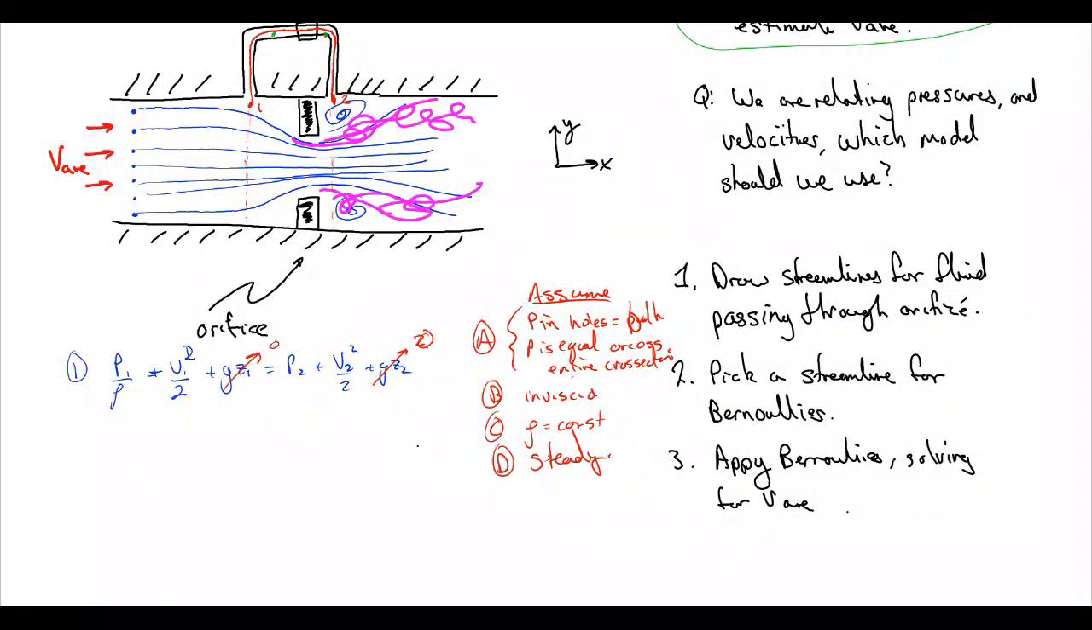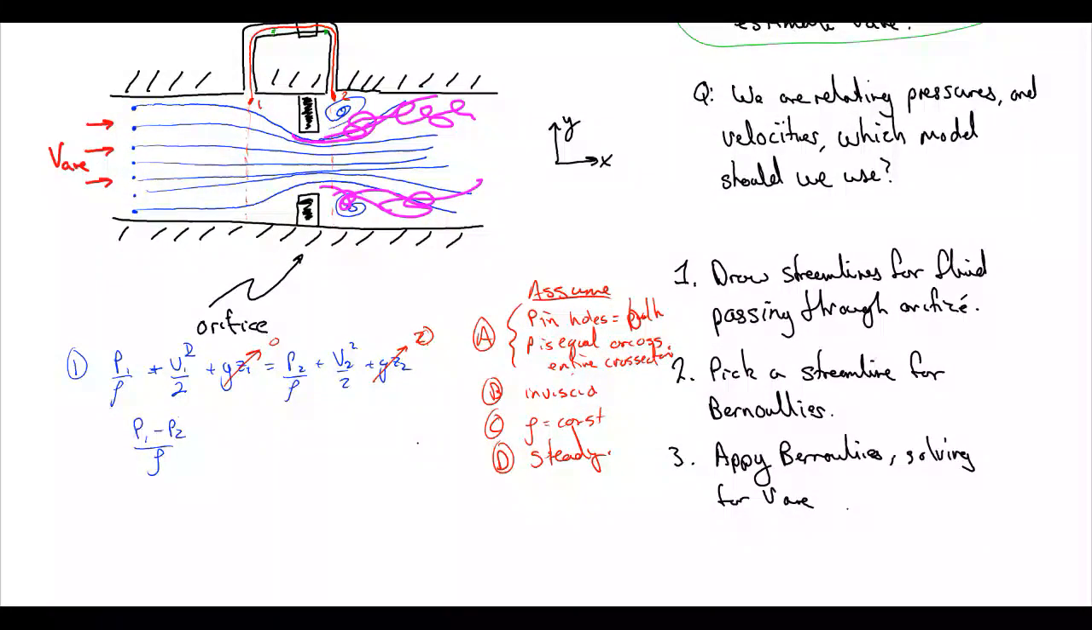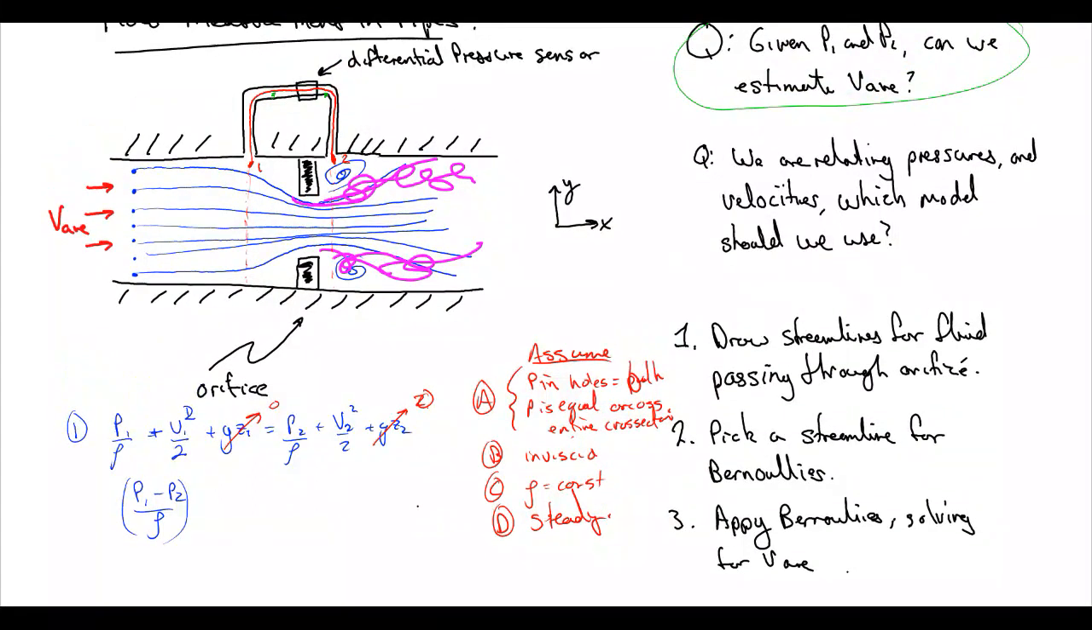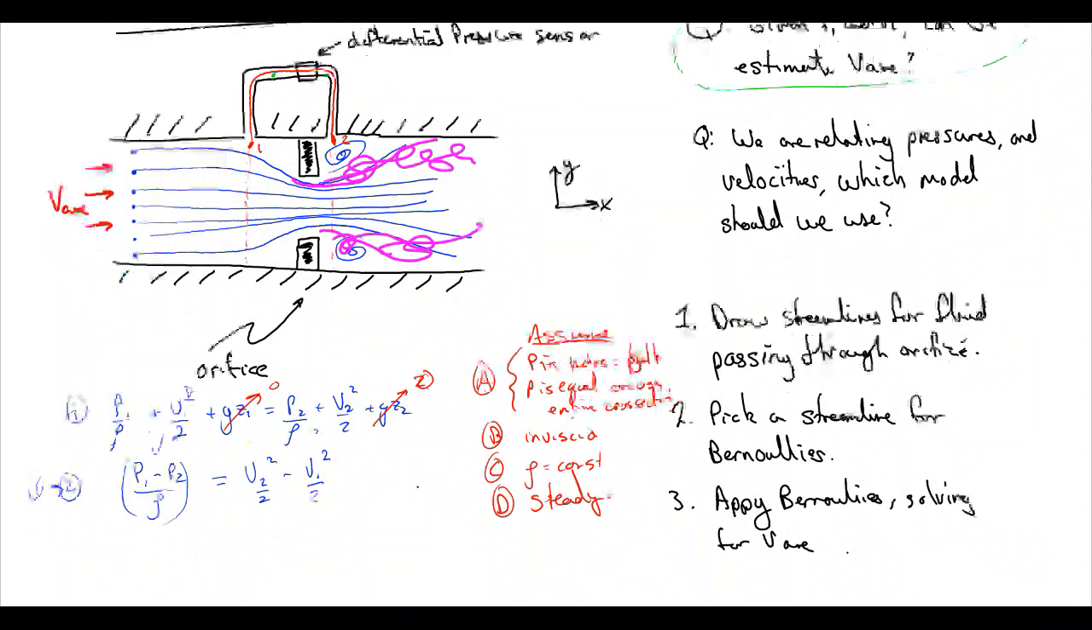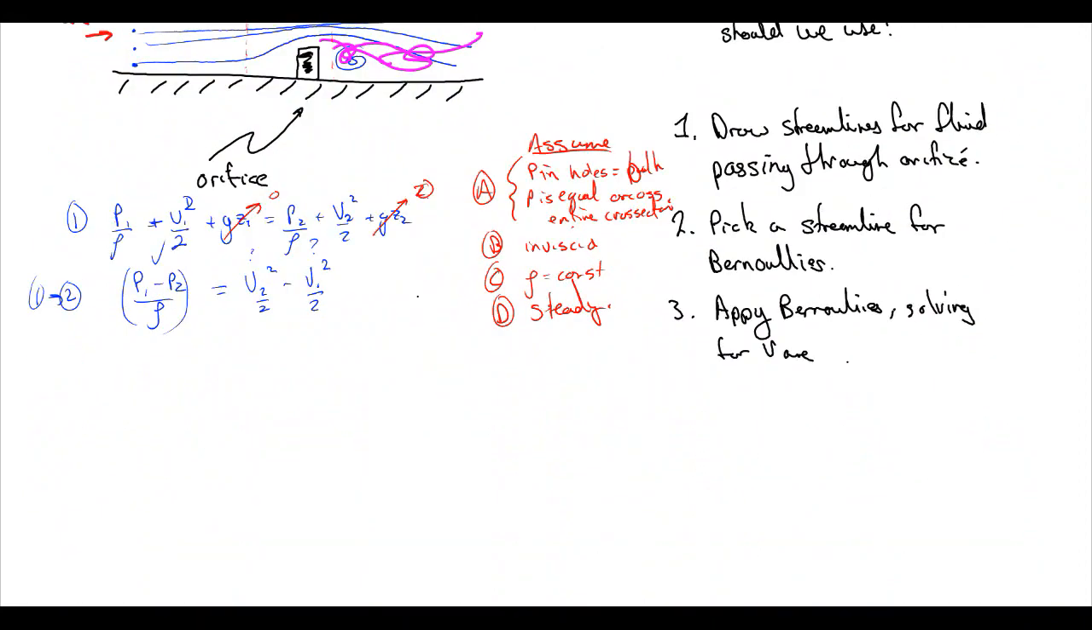And so now we're left with how many unknowns? Well, we know P1. Oops, we messed up here. It's P2 divided by rho. We know P1 minus P2 divided by rho, we know that from our differential pressure sensor. So 1 to 2, we got that. And that's going to be equal to V2 squared over 2 minus V1 squared over 2. We don't know either one of those. So again, we have two unknowns in our equation, so we're going to have to get a second equation.